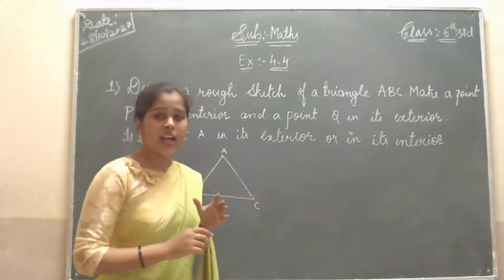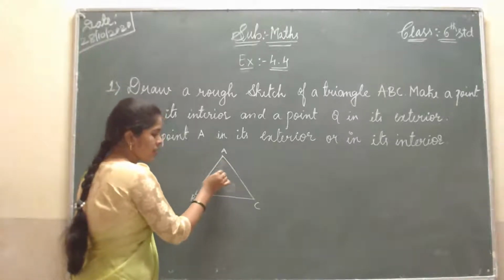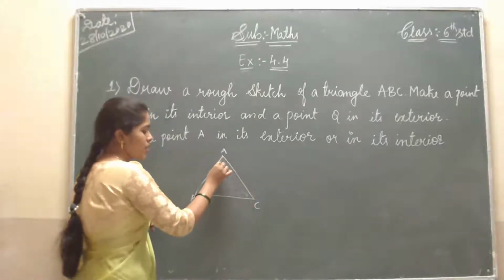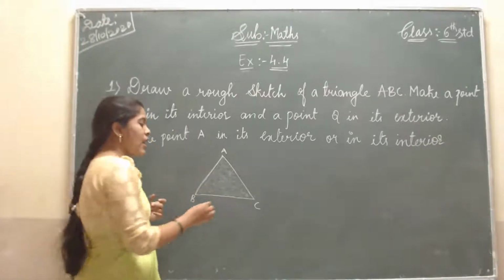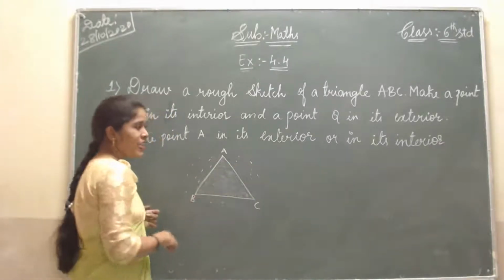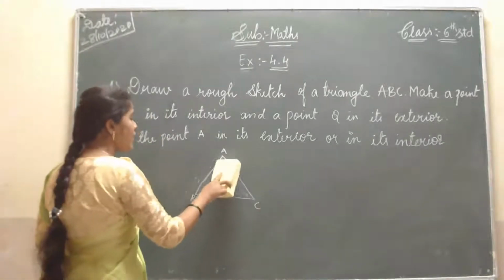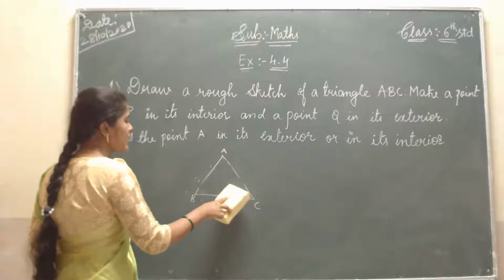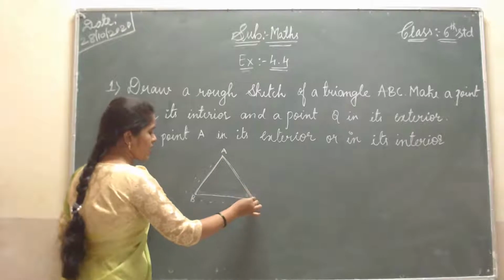Here, what is exterior and what is interior? Let's see. Here, inside the triangle. See here, I am shading this part. So this is the interior of this triangle. The shaded part is the interior of this triangle and the dotted part is the exterior of this triangle. Outside means exterior, inside means interior. So what we have to do? Make a point P in its interior and a point Q in its exterior part. So P inside and Q outside, in the exterior part.